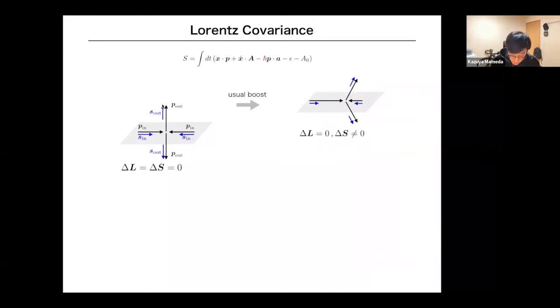And then the situation is slightly changing. So before the collision, they have different momentum. And due to the difference of the incoming momentum, the outgoing momentum is aligned, slightly tilted like this.